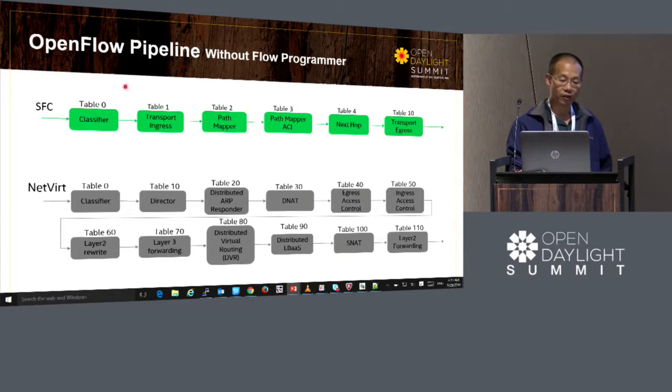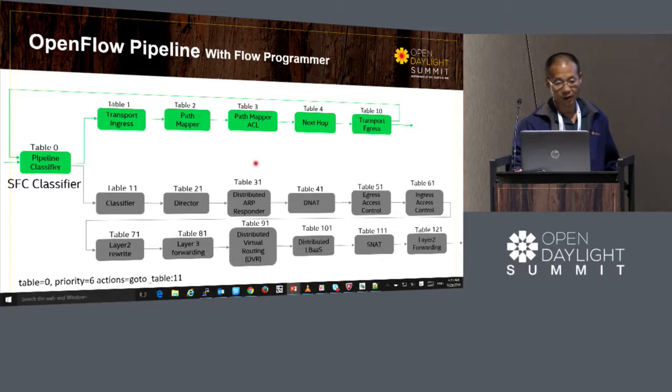Another issue is that we need to combine these two pipelines into one pipeline for NetVirt and SFC integration. Here we use the flow programmer API, so we can combine these two pipelines into one pipeline. Here you can see the gray pipeline is the SFC pipeline. It's the first registered application. This light black box is the NetVirt pipeline. Here you can see the table IDs are changed. They are automatically allocated by the flow programmer.